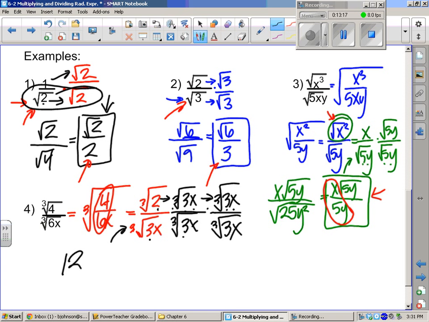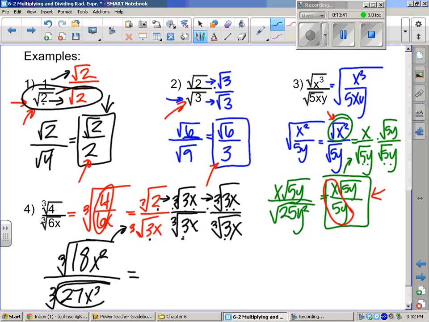Wait, 3 times 3 is... Oh, 6 times 3. I'm sorry. I thought we were doing a 2 at the end. I thought it was 2 times 2 times 3. 18, and then 2 x's, right? X squared. All right, on the bottom, 3 times 3 times 3. Now we have a perfect cube. That's 27. And I also have 3 x's, so x cubed.